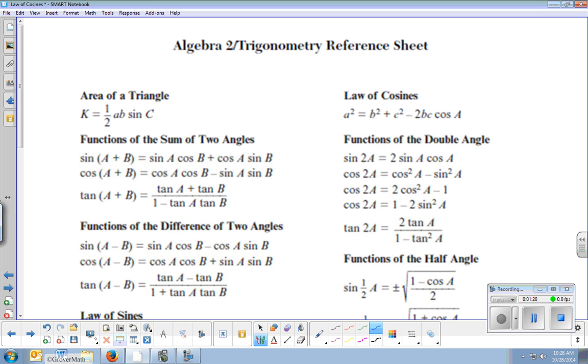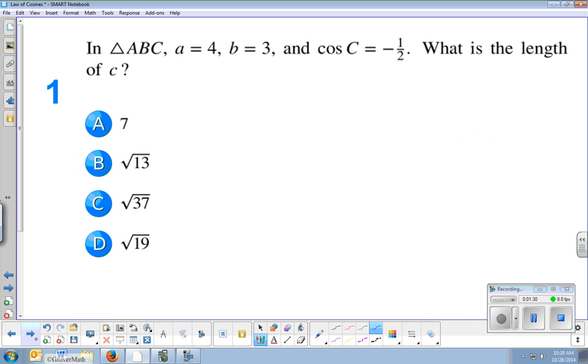So let's take a look at a problem where we could use this formula. A equals 4, B equals 3, cosine C is negative a half. What is C? Now, for most of these questions, today is a law of cosine day, so we're using law of cosine, but on other questions, like what we're doing in the next video, it's going to be mixed with law of sine, and so the first question is going to be, should I use law of sine or law of cosine?